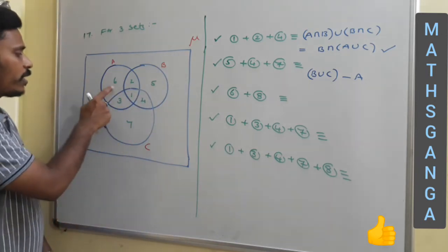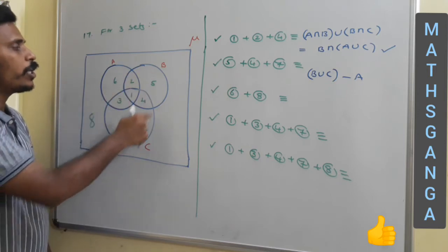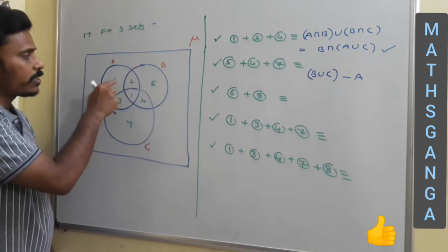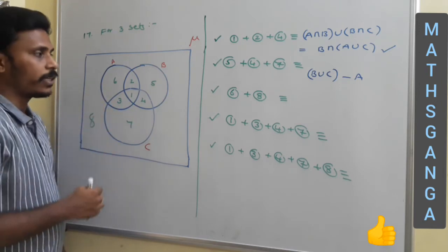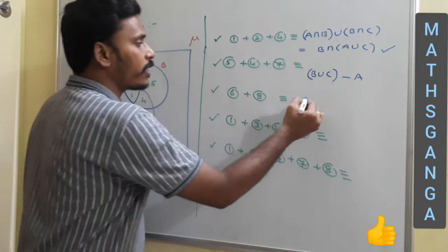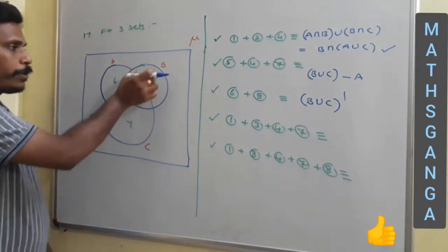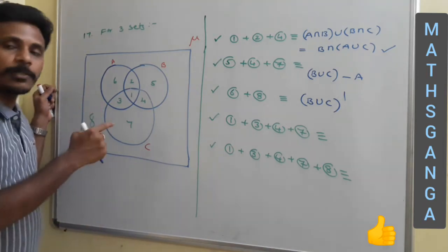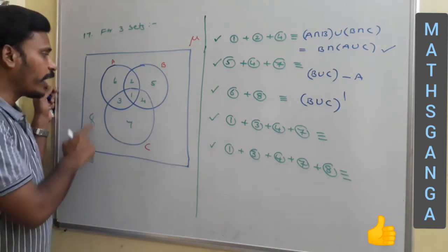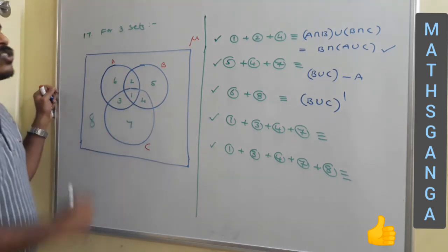Likewise I can give names. And then coming to 6 plus 8. Think about it, 6 and 8. If you think, this is B union C. See, 6 is not there in B and not there in C. 6 is not, 8 is also not there. So 6 plus 8 is just B union C complement. B union C complement is just 6 and 8. In the same way, 7 and 8 is A union B complement. 5 and 8 is A union C complement.